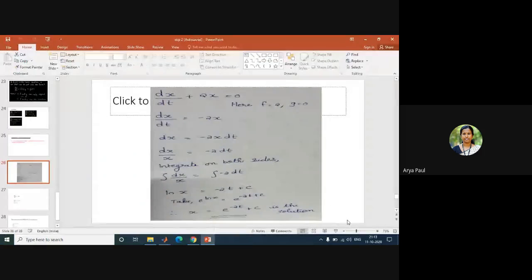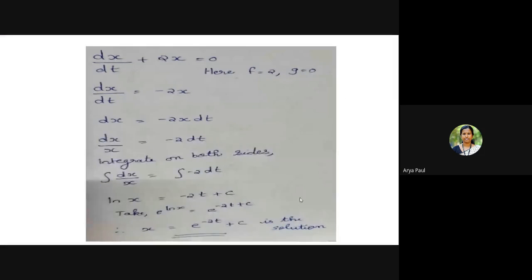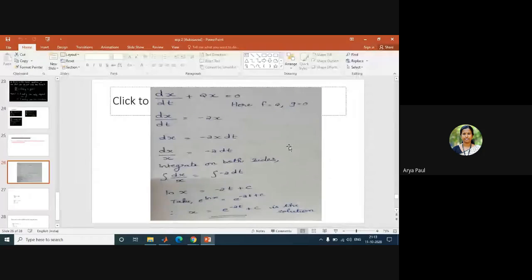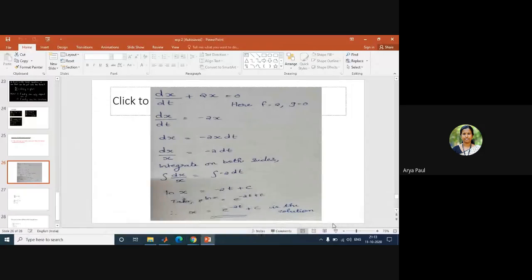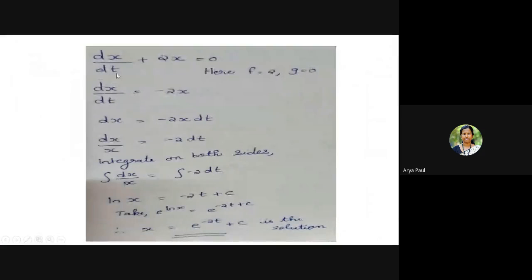So this is a very simple method of finding the solution of a differential equation. Let us find it out in MATLAB. The same example we will see: dx by dt plus 2 times x is equal to 0. We will find out the solution in MATLAB.